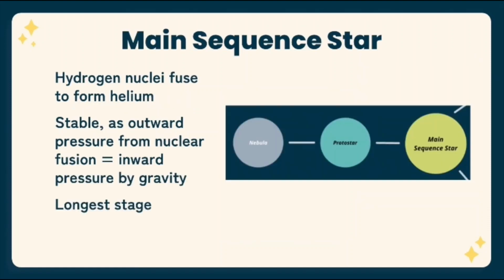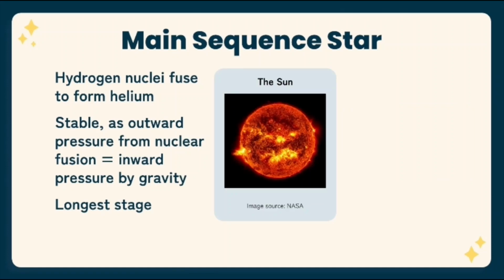So when the temperature and the pressure get high enough, hydrogen nuclei start to fuse together to form helium nuclei. And this is the process of nuclear fusion. So this gives out huge amounts of energy, which keep the core of the star very hot. Now, this is an actual star, so we call it a main sequence star, and this is the stage that our sun, the one in the sky, is currently in.